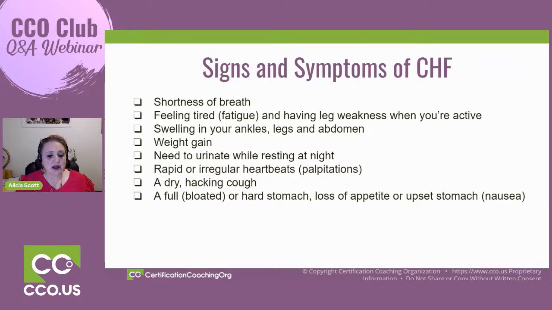Rapid or irregular heartbeats where you have palpitations. And then we have a dry hacking cough. Now, that is unique. And I think it's funny that I was coughing, and that's only because I've been talking all day long. It has nothing to do with that.